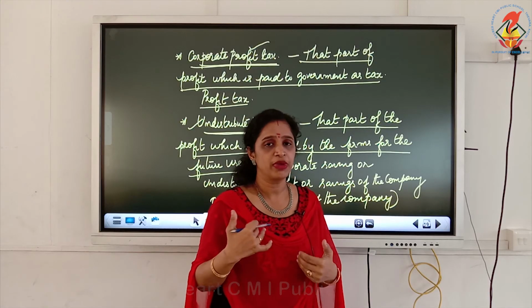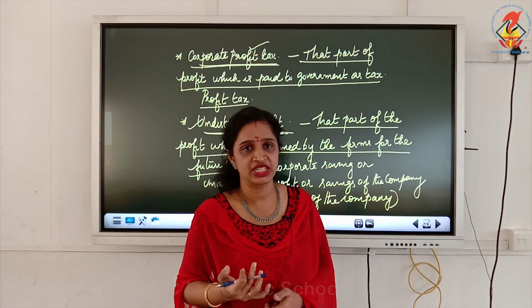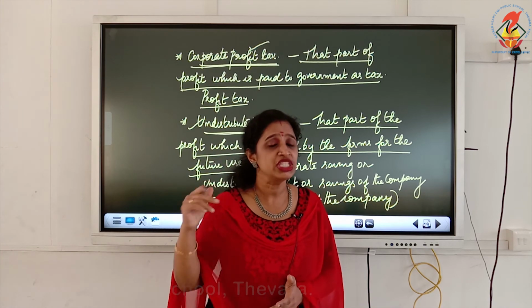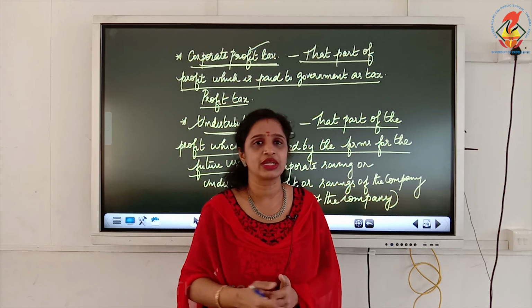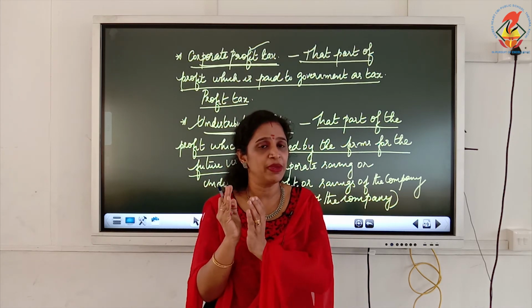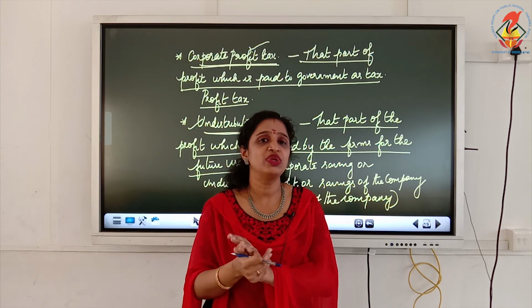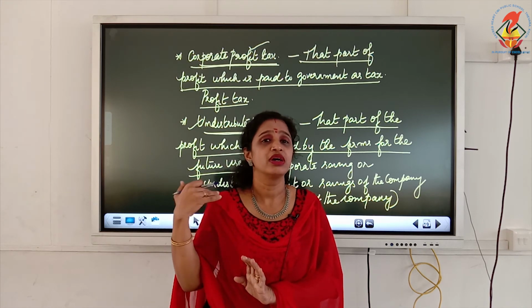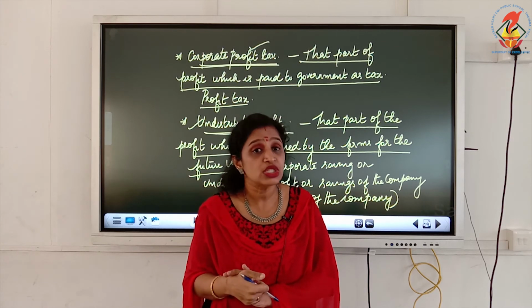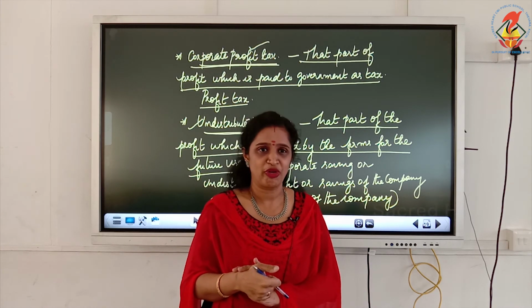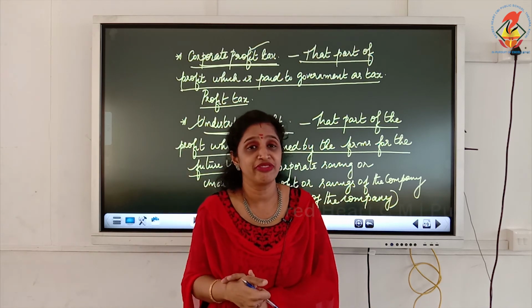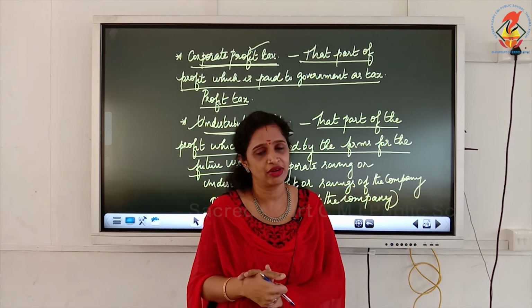Now, whatever amount we are getting in the form of a profit, we will be keeping a part of that profit for the future expansion or the future need of that company. We will not be using it. That part which we are keeping apart for the future expansion of the company or for the future needs of the company is known as undistributed profit. It will not be divided among the shareholders. It will be kept for the future benefit or working of the company.